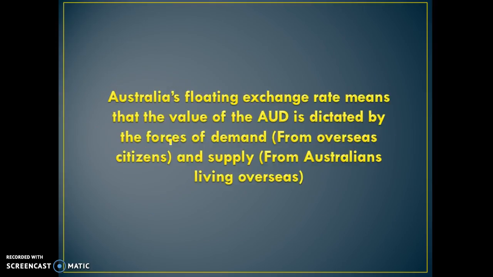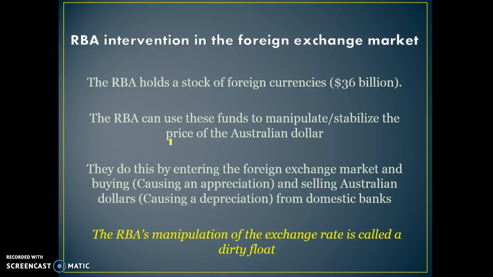But the exchange rate is a floating exchange rate, and the RBA can intervene through purchasing and selling the Australian dollar. So not by changing interest rates, but by buying and selling the Australian dollar to try and impact the exchange rate. So, for example, the RBA holds a stock of foreign currency of $36 billion. So they hold $36 billion of American dollars, yuan, yen, a whole range of different currencies, baht, rupee, which totals to around $36 billion.